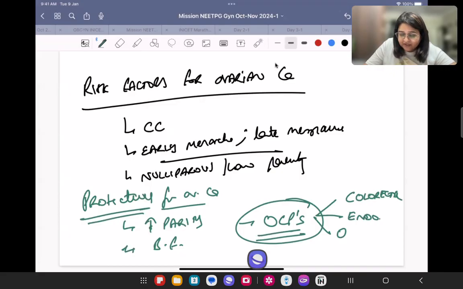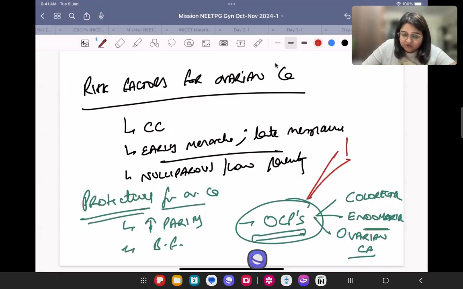E stands for endometrial because the progesterone component protects against endometrial cancer and ovarian cancer. So remember CEO: colorectal, endometrial, ovarian, OC pills. This is combined OC pills will protect against these 3 cancers, and OC pills increase the risk of which cancers?